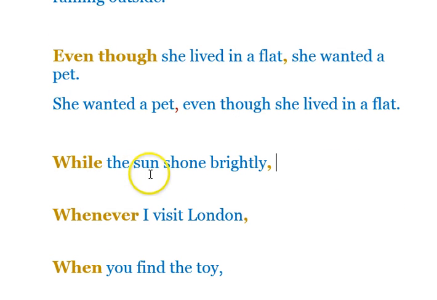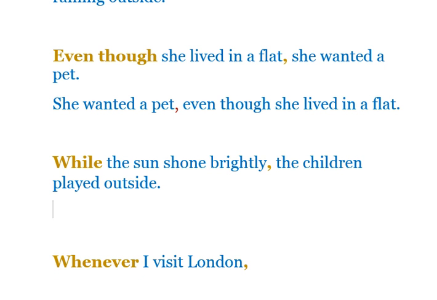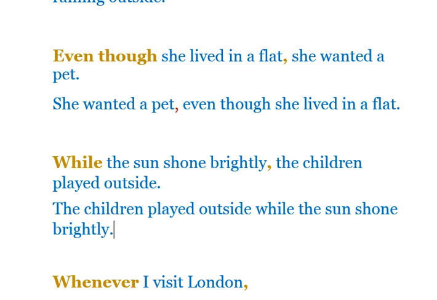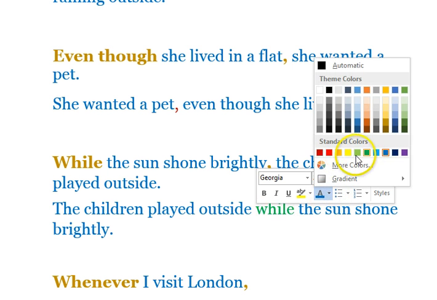Next sentence, while the sun shone brightly, that is your dependent clause. We need a main clause with a subject and verb. While the sun shone brightly, the children played outside. We could flip it and have the conjunction in the middle. The children played outside while the sun shone brightly. And there's your conjunction in the middle, and you do not need a comma there.